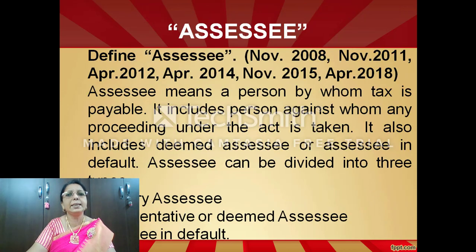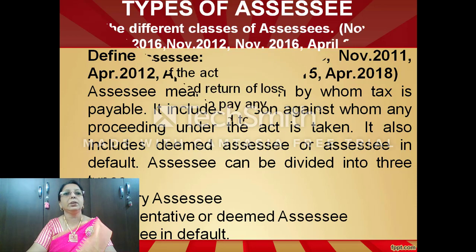Now who is an assessee? Assessee. So when a person goes for assessment, a person who is liable to pay tax, a person whose income is assessed to tax is called as an assessee. So you have different types of assessees: the ordinary assessee, the representative or deemed assessee and the assessee in default.